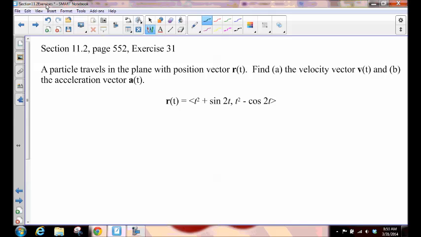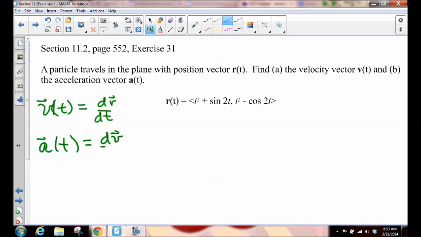Let's do section 11.2, page 552, exercise 31, which reads: a particle travels in the plane with position vector r of t. Find A, the velocity vector v of t, and B, the acceleration vector a of t. Now we need to remember that the velocity vector v of t is going to be the derivative of the position vector with respect to time, and that the acceleration vector a of t is going to be the derivative of the velocity vector with respect to time.